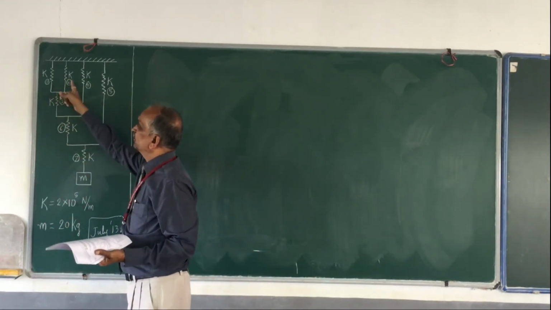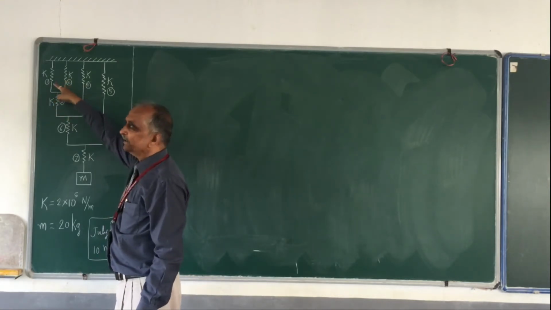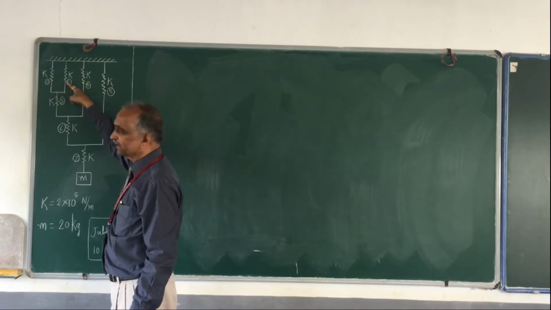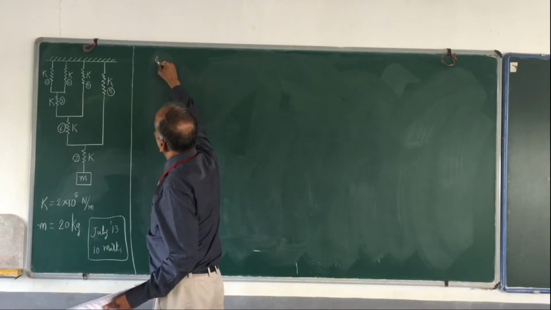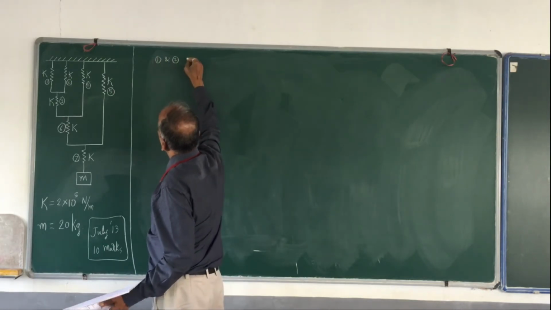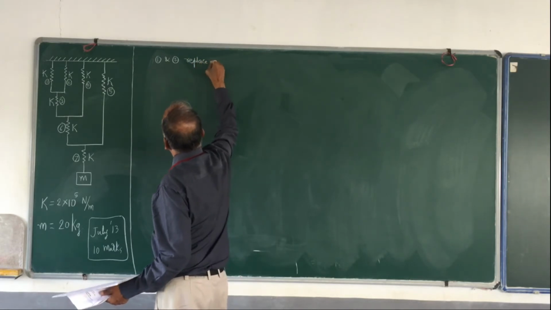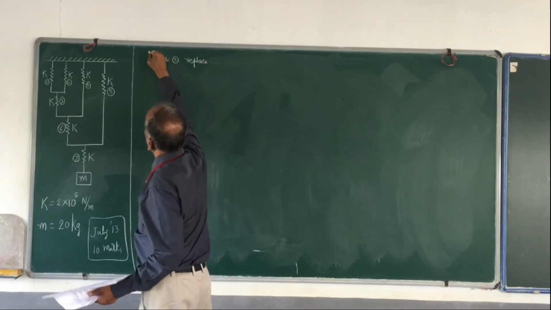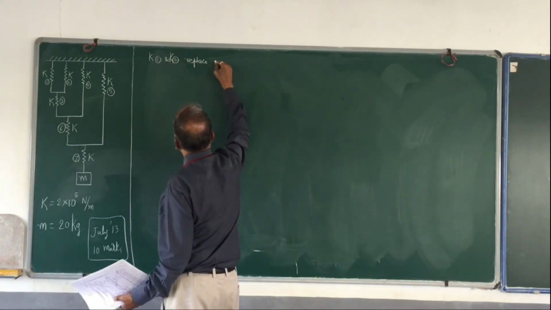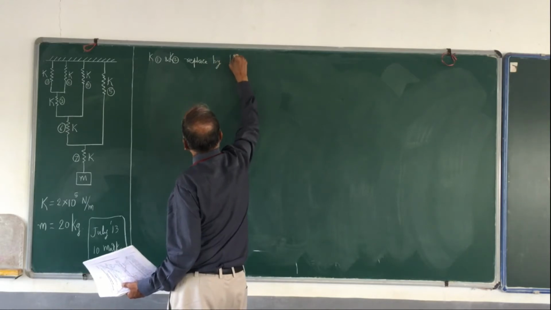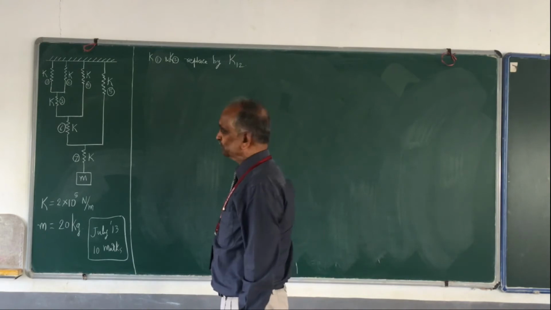So first I shall find out. Do you agree that 1 and 2 are parallel? Okay? So 1 and 2, I shall replace it. That is K1 and K2, which are parallel, replaced by what is called K12. We shall call it K12.